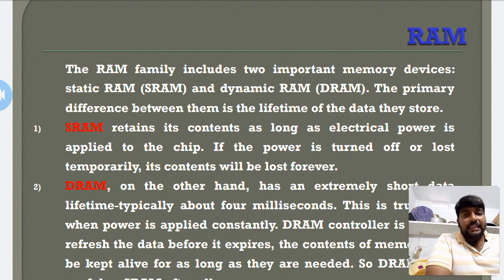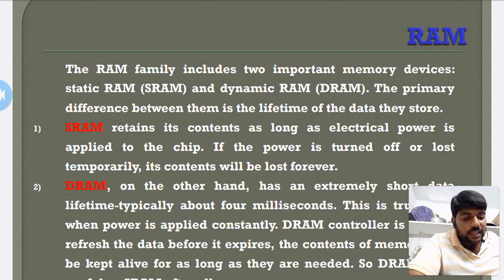So coming to the DRAM, dynamic RAM. Dynamic RAM stores the data in the form of charge. It is made up of MOS transistors. The advantages of DRAM are high density and low cost compared to SRAM. The disadvantage is that since information is stored as a charge and leaks off, it needs to be refreshed periodically.